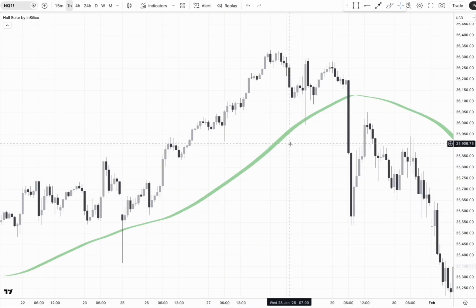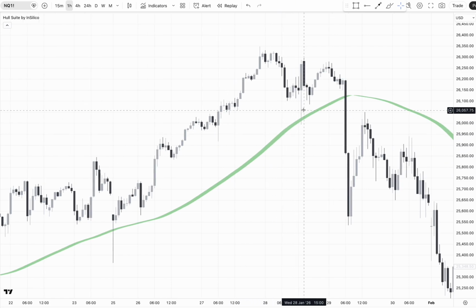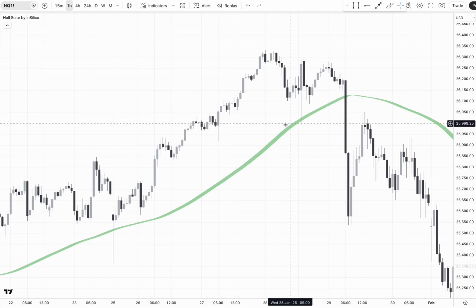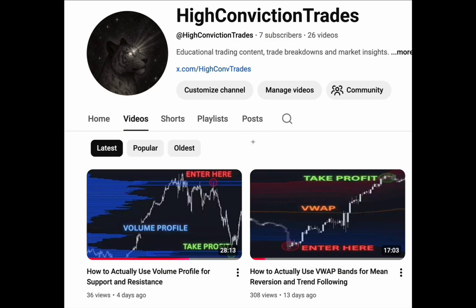Again, I don't use the moving average as my primary indicator. I don't think it's that reliable just because it's more useful in trending environments and less useful when we're ranging. So instead, what I focus on for my indicators, I use volume profile and VWAP bands. And if you're interested in learning more about these indicators, I recently made videos on both volume profile and VWAP, which can be used for both trending and ranging environments alike.